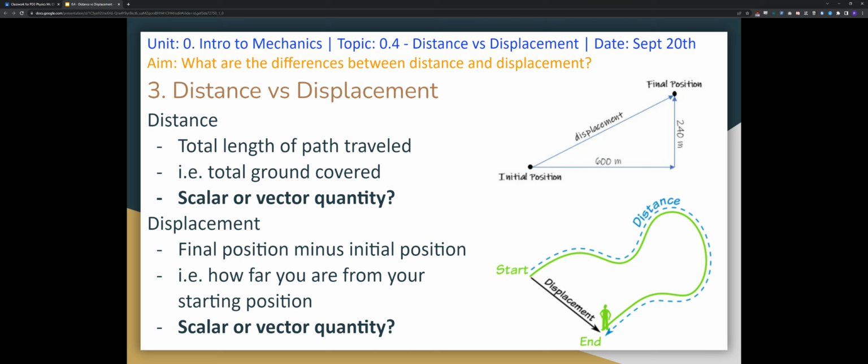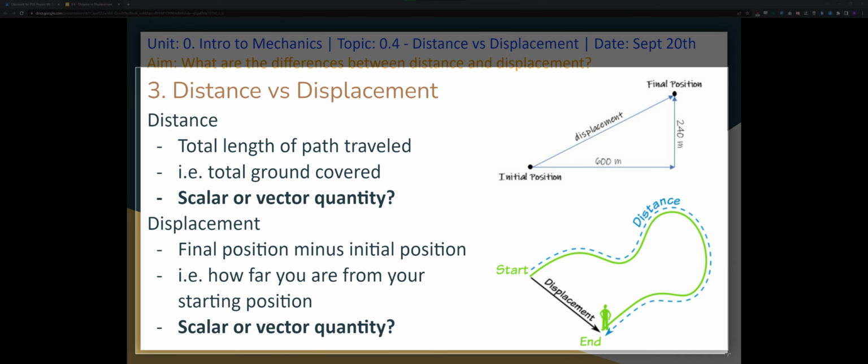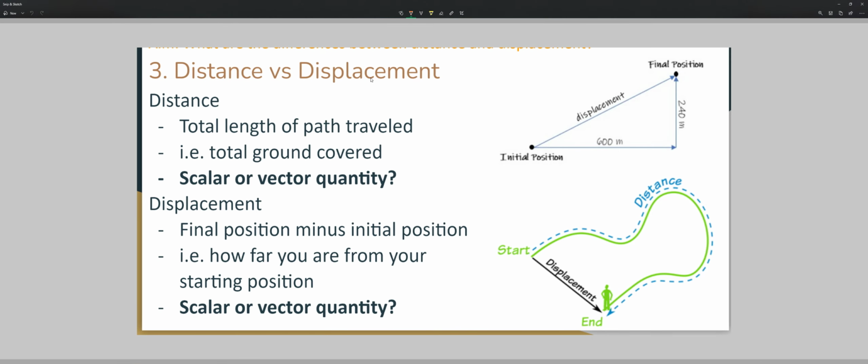Here are two things you'll learn: distance and displacement. Distance is essentially your total distance traveled in a path. If I travel 600 meters this way, 600 meters this way, and then 240 meters this way, 600 plus 240 meters would give me 840 meters.